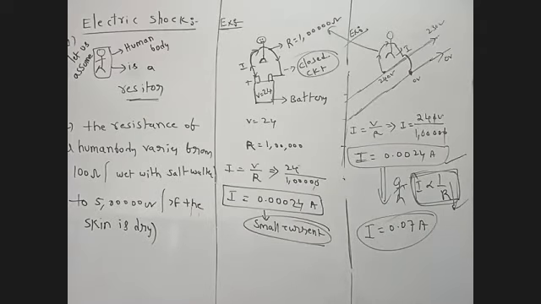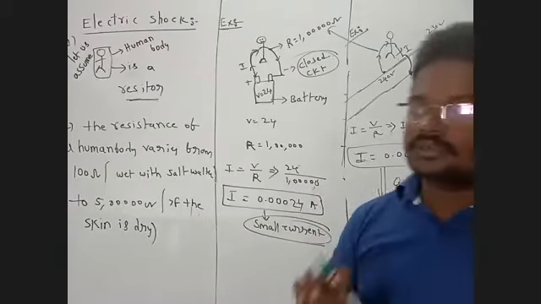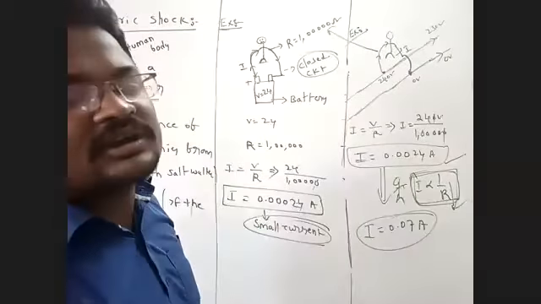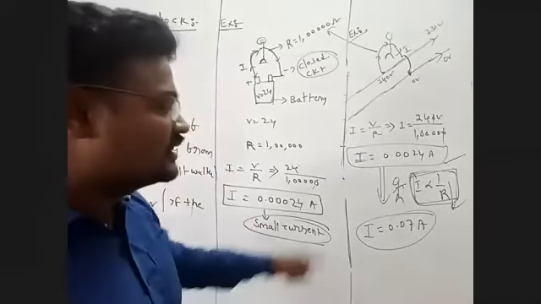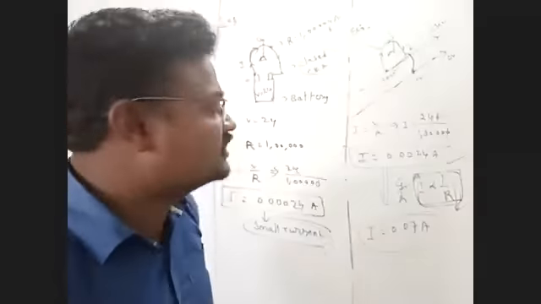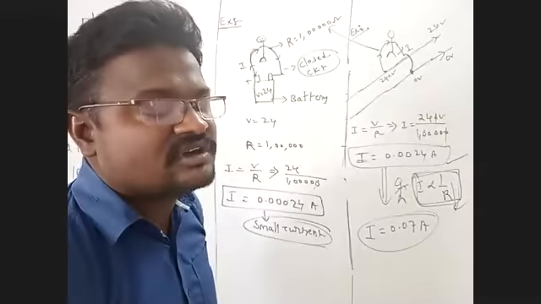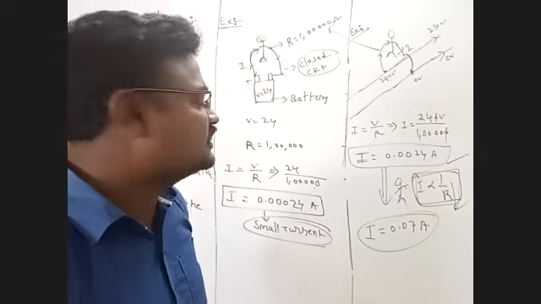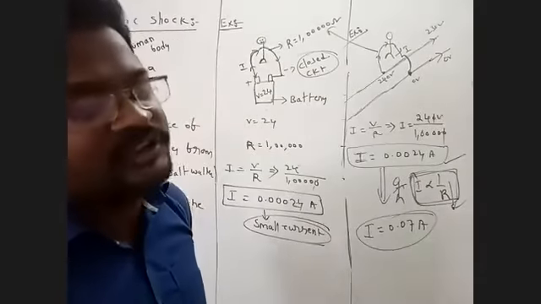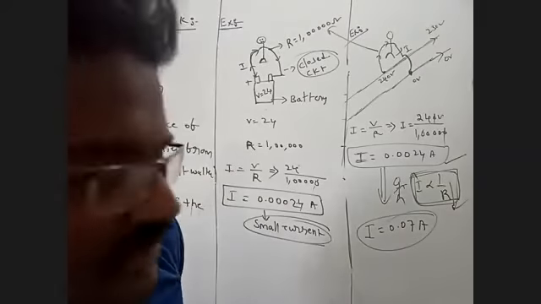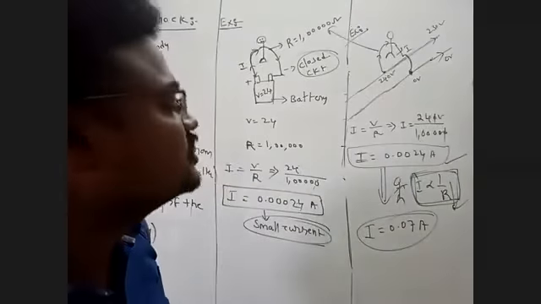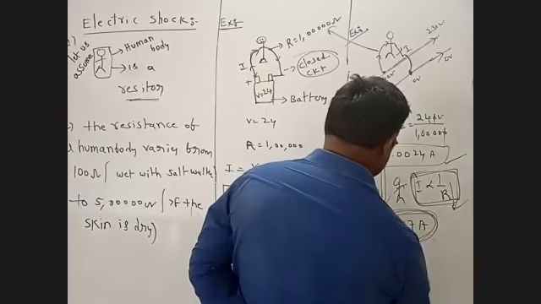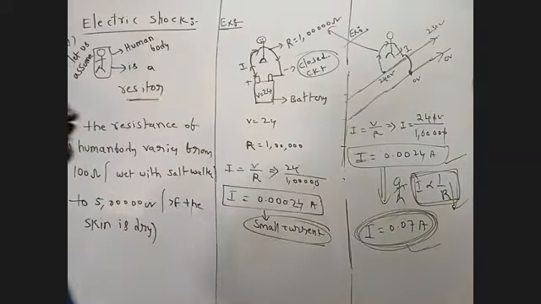This current is flowing through the human body. It will damage the functioning of organs in the human body. If this current flows in the human body for more than a minute, the person will die.